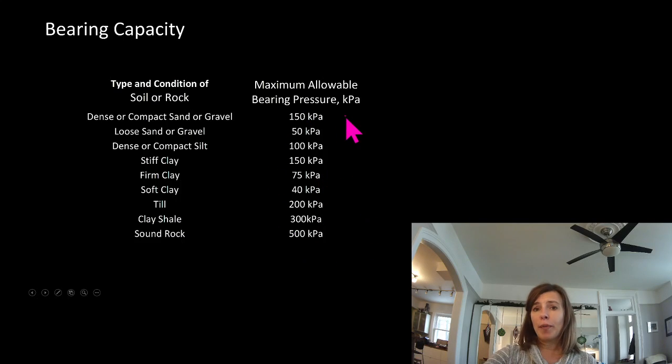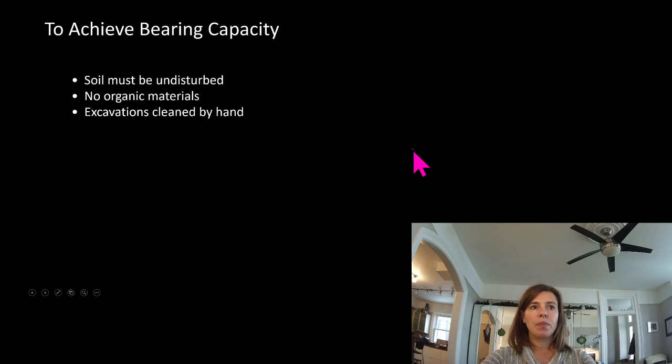If I have some information about a nearby project, I might go with 100 or possibly even 150. If I know we're going down to sound rock for something, which is rare, you can get really high capacities. Most of this would then be given information from the geotechnical report about what these capacities are.